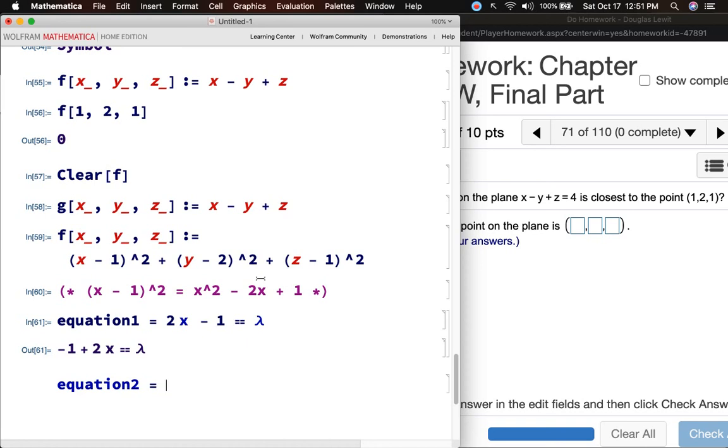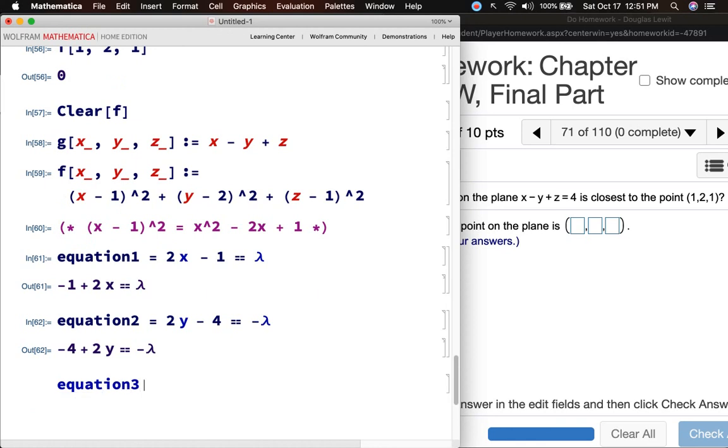So that's going to be, the derivative is 2y minus 4 is equal to the derivative with respect to y of x minus y plus z, which is negative 1, so negative lambda, and that's equation 2. Equation 3 is going to be z minus 1 squared. That's going to be z squared minus 2z plus 1. So the derivative is 2z.